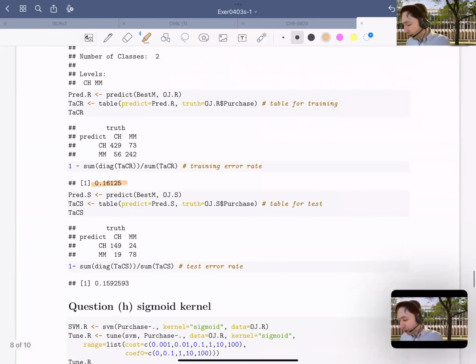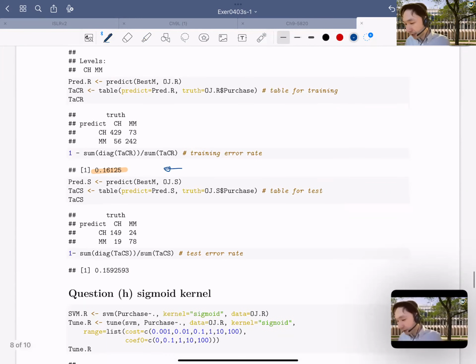The training error is 0.1625 for this case. It's smaller because it's not cross-validated. And the test error is 0.1593. So this is actually exactly the same as the linear kernel with the best parameter, just by chance.